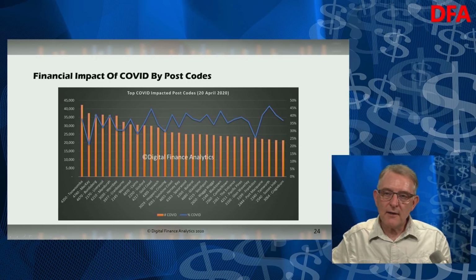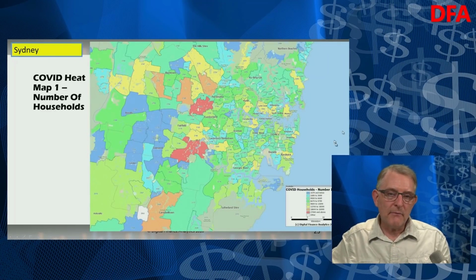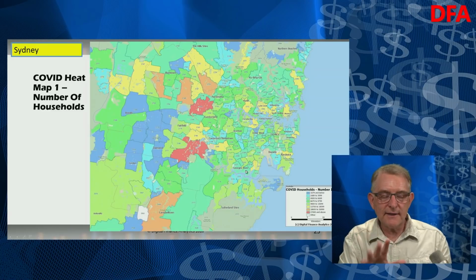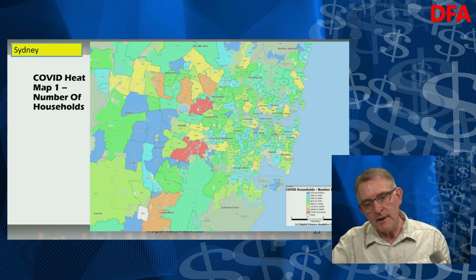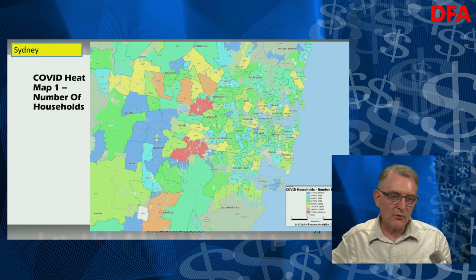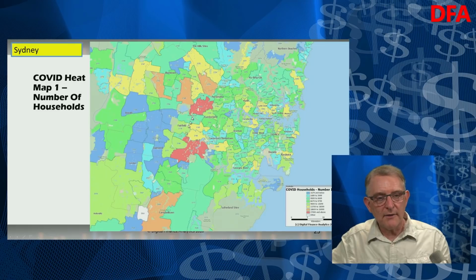And another way of looking at those hotspots is to look at my mapping. Now, this is something you won't be able to see the detail. I will make these charts available on the DFA blog so that you can download them and look at them in more detail later. But this is just the number of households by postcode in Sydney. And you can see that there are a couple of hotspots in Western Sydney where we've got a greater proportion on a count basis of people being impacted by COVID.